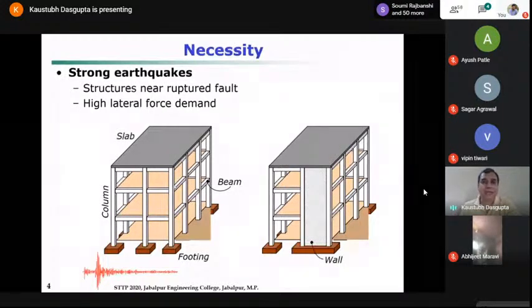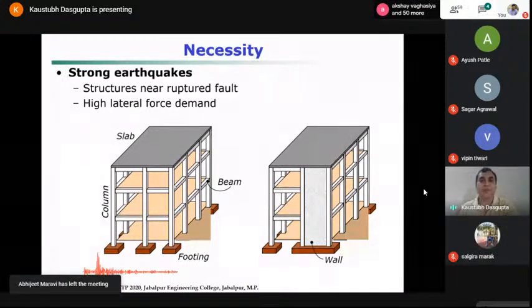So the intensity of shaking experienced at that site is very high. You'll have very large levels of ground acceleration, and maybe permanent ground deformations. In that context, the question is whether these moment resisting frame buildings are sufficient, whether they can really cater to the stability and safety of the building. Your lateral force demand is very high. Whichever direction you consider, along the length or along the width, you take the action of these frames. Together they try to resist the lateral load.